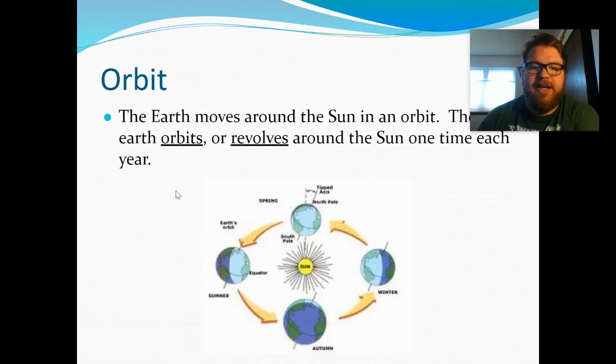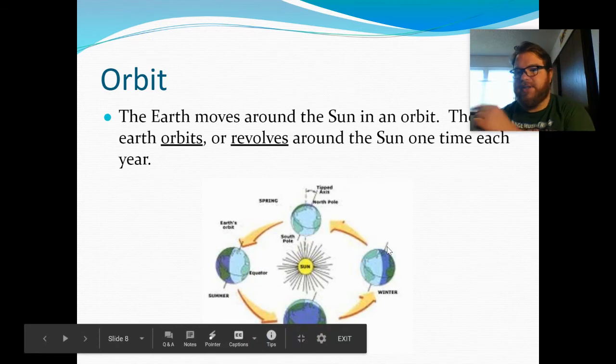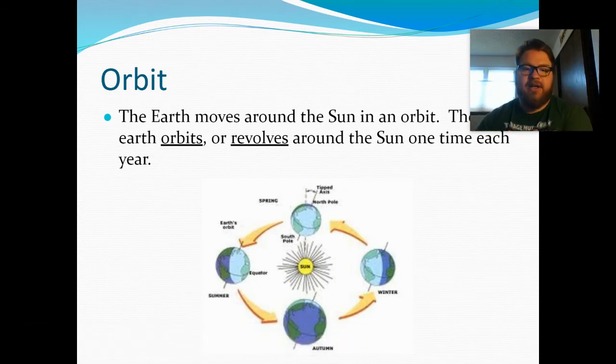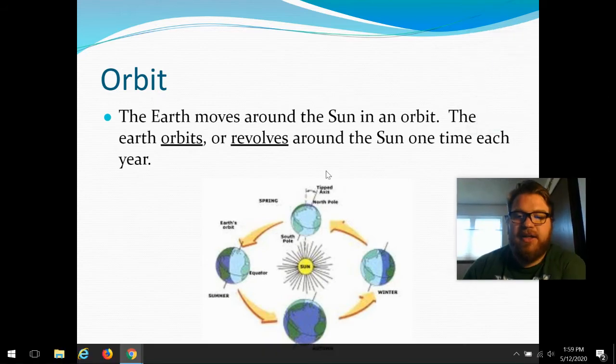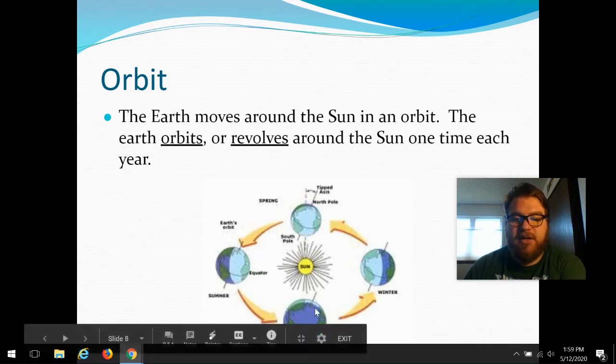And while it's rotating, it's also orbiting. So the Earth is rotating and spinning while it's orbiting around the sun. The Earth moves around the sun in an orbit. The Earth orbits or revolves around the sun one time each year. That's how we measure a year. About 365 days is one successful orbit around the sun.